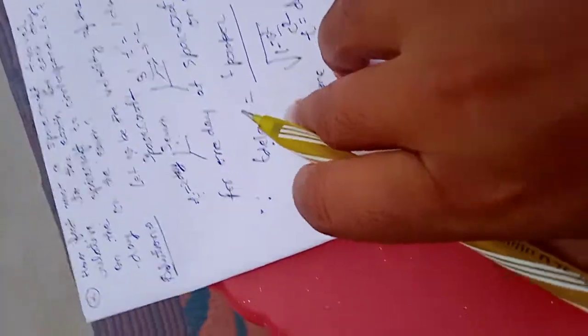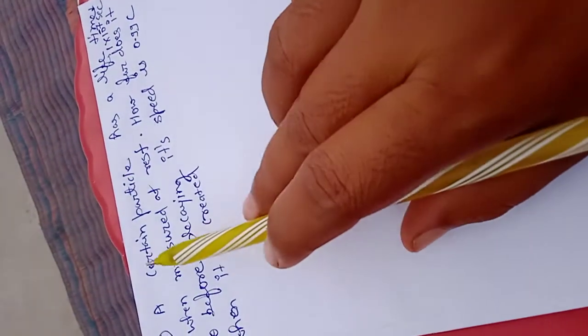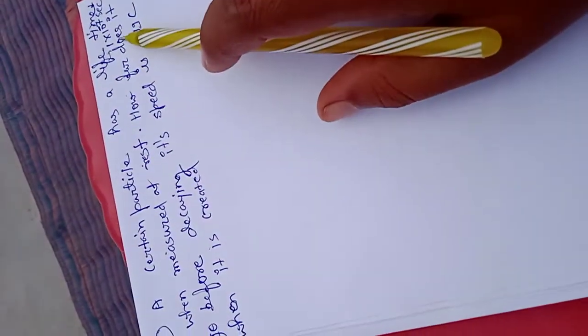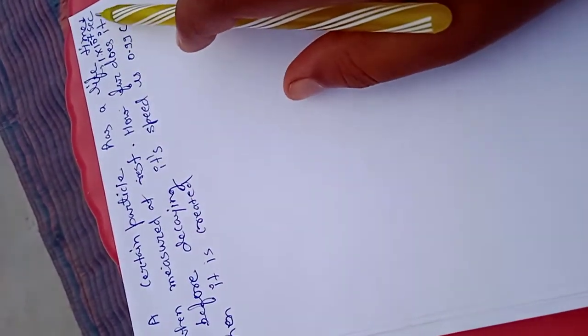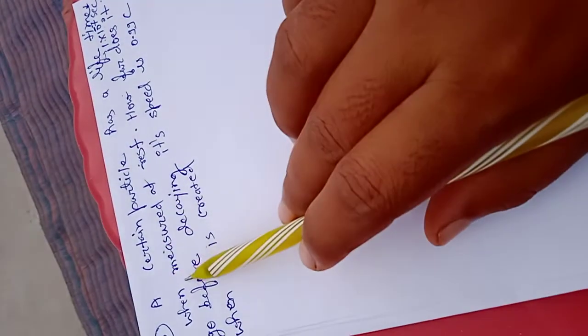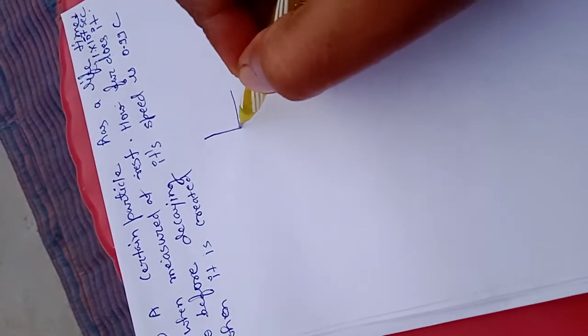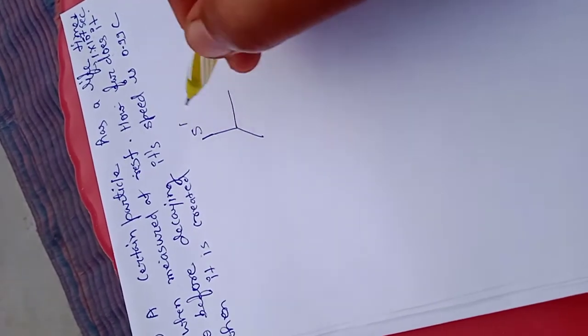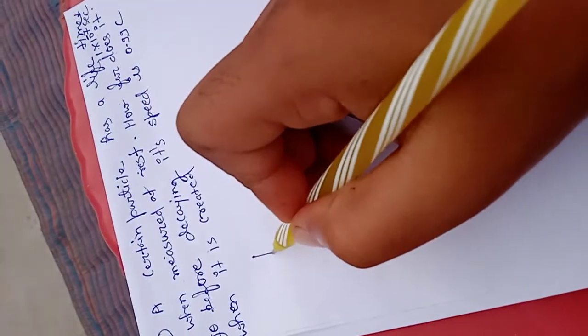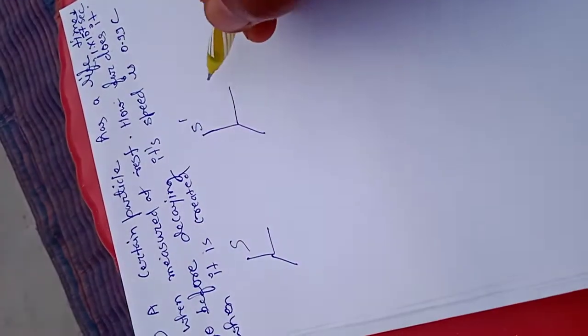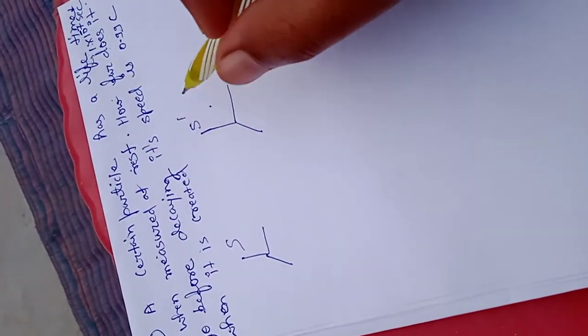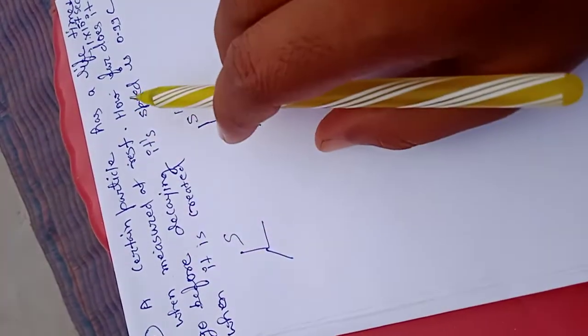Now solving the next problem. A certain particle has a lifetime of 1 into 10 to the power minus 7 second when measured at rest. Let's say this is frame S dash, and this is frame S.